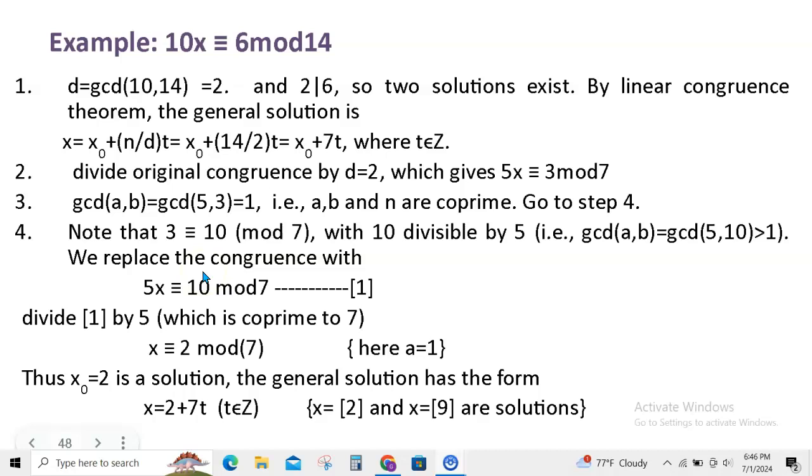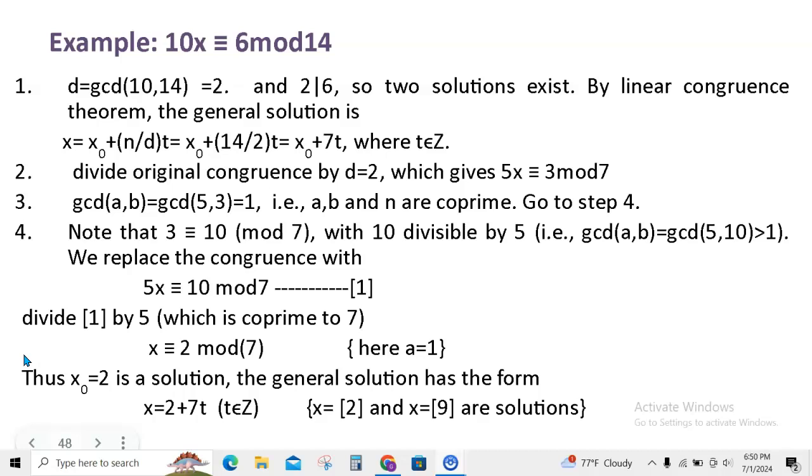So here we know that 3 is congruent to 10 mod 7 and 10 is divisible by 5. That is the GCD of a and b. GCD of 5 and 10 is greater than 1. So we replace the congruence with 5x congruent to 10 mod 7. We have to make the GCD of a and b greater than 1, so we choose 5 and 10. So we will write 5x congruent to 10 mod 7.